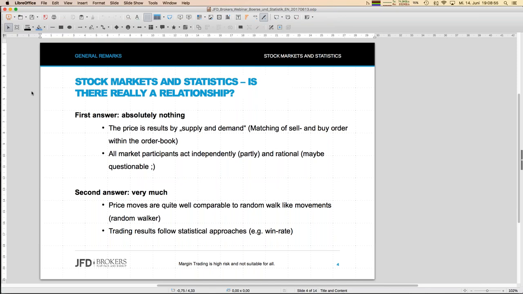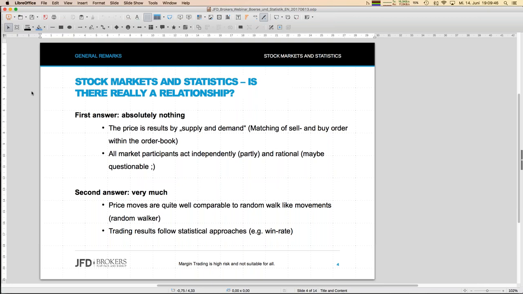Why? In principle, the price itself is always a result of what I now call simply supply and demand. You know that there are a lot of people who want to buy, others want to sell at some certain price targets. And what the stock market is doing, it always matches those sell and buy orders. And whenever we have such a match, then we have a new price. So finally, the price is a result of that supply and demand. So offering, buying, and selling, nothing else.